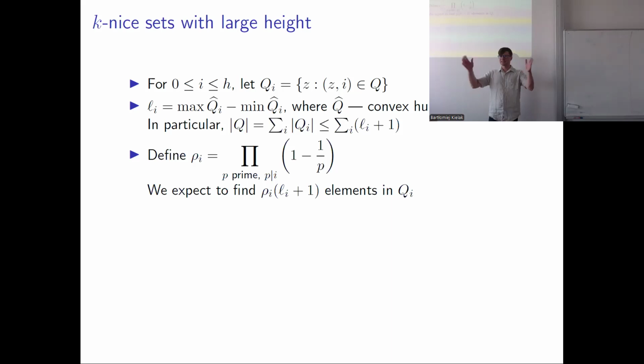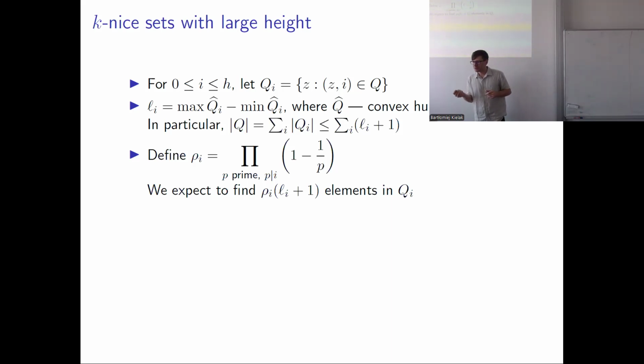When we replace the size of Qi by the length of the interval, then we definitely take too much. Because remember that at the level i, we only have points which are coprime to i. And what does it mean that we are coprime to i? It means that we are coprime to any prime divisor of i.